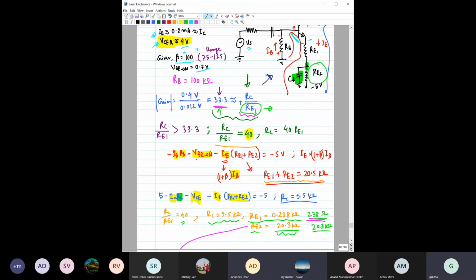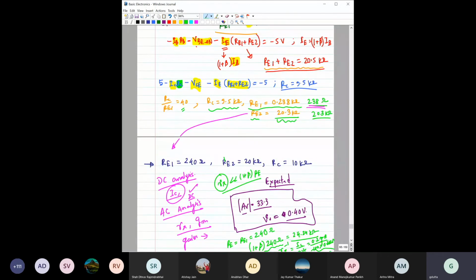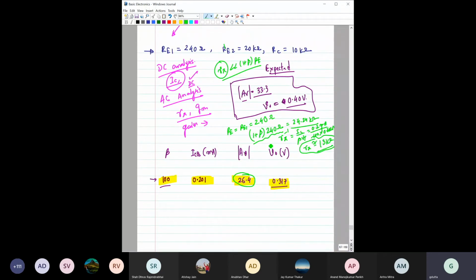Yes, sir. Okay, right. So suppose you try around 150 ohm instead of 240, then you can do a quick calculation and find whether we are closer to the expected value or not. We have done this exercise; you can do a similar exercise. Once we have achieved a gain closer to around 33.3, then I think your job is almost done, right?